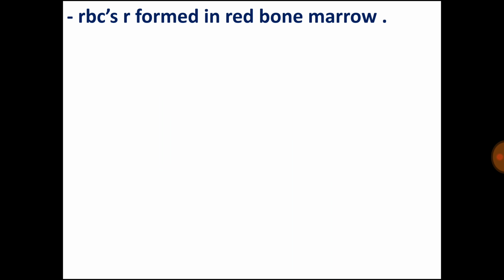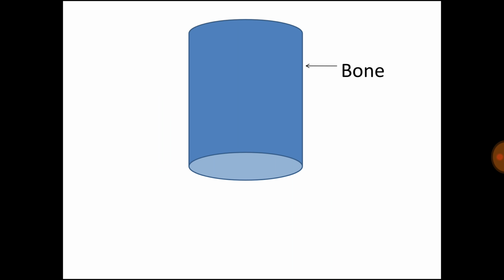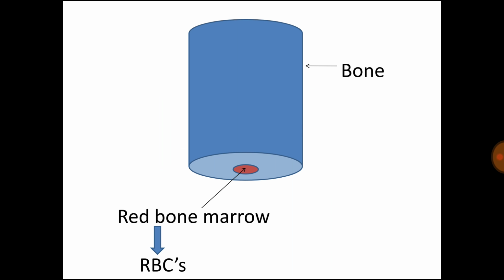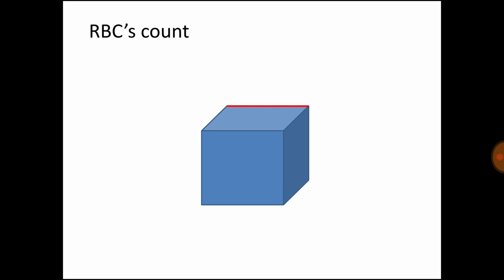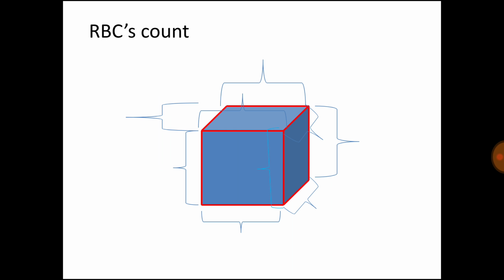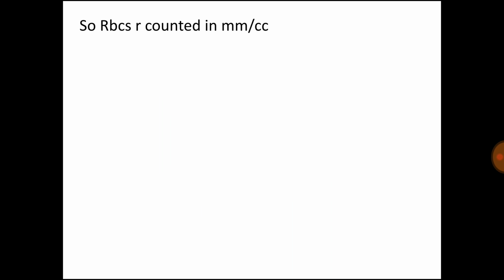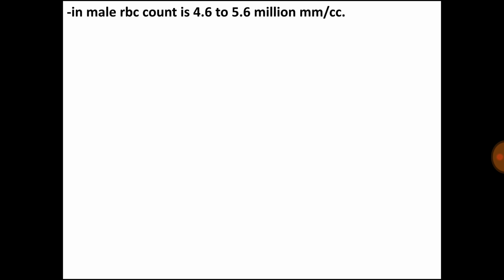RBCs are formed in the red bone marrow. This is a bone, and at the center part a red bone marrow is present, which is responsible for RBC formation. RBC count is done in a cube. Each length of the cube is 1 centimeter, and we put our blood in this cube and find the RBC count. So RBCs are counted in millimeter per cubic centimeter or millimeter per cube.